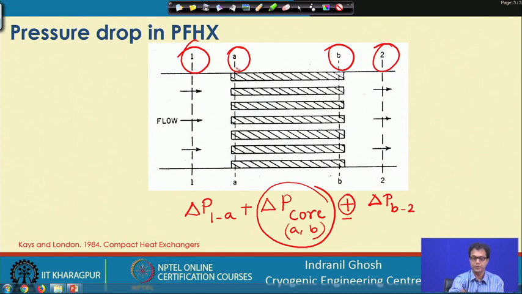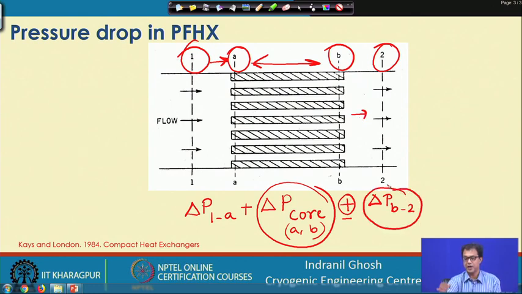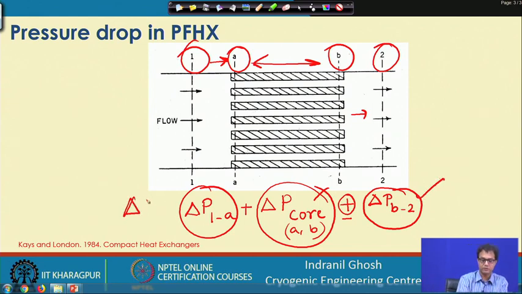One is due to sudden contraction, then we have the core pressure drop, then we have sudden expansion, and there it will give some pressure rise in this region. So, here we have pressure drop, here we have pressure drop, and here there is some kind of pressure rise. That is what is the total pressure drop in case of a plate fin type heat exchanger.